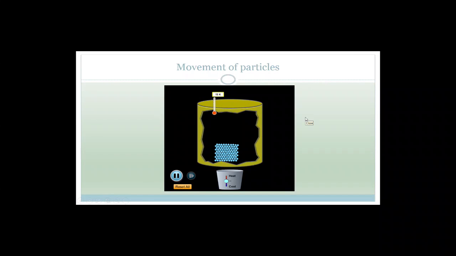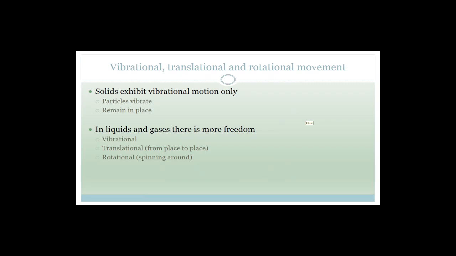What you should notice is that solids exhibit vibrational motion only. The particles vibrate, but they remain in place. In liquids and gases, there's much more freedom. They're still vibrating, but now they've got two other motions: translational and rotational. Translational means they're moving from one side to the next, just moving around. And rotational means they're spinning.